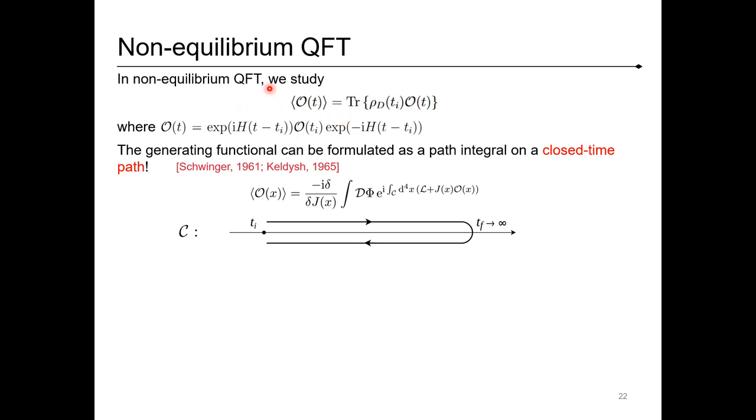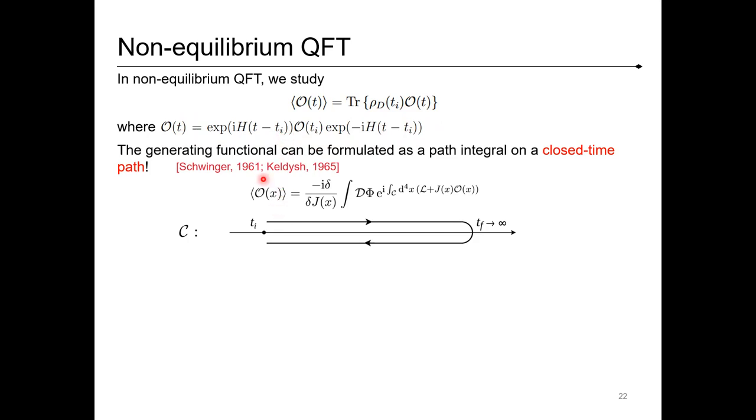And in non-equilibrium field theory, observables are given by the trace of the density matrix times the operator. The density matrix is given at the initial time. It can be pure or mixed. And then in the Heisenberg picture, the operator is time dependent. This is just equivalent to the Schrodinger picture, where actually you find that the state evolves from the initial time Ti forward to T, right? And then backward to Ti again.